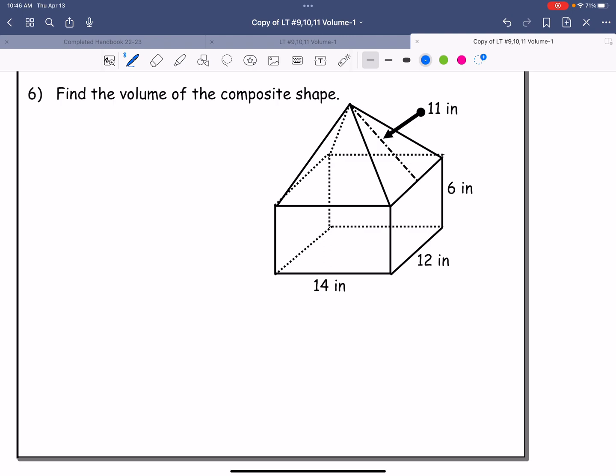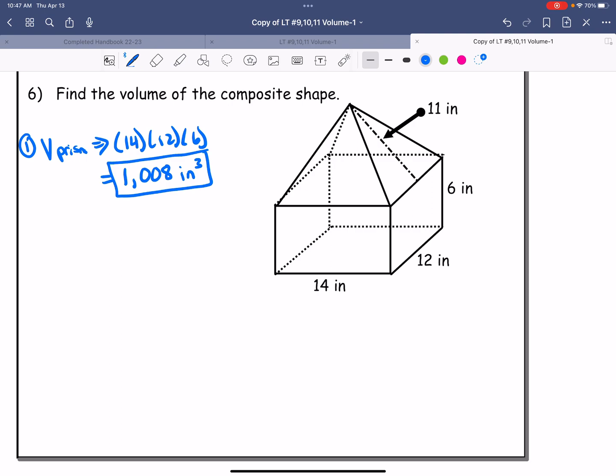Find the volume of the composite shape. Well, the first thing you need to do is decide what two shapes you've got. And you've got the rectangular pyramid here, rectangular prism at the base. So let's do the volume of the prism, which would just be length times width times height. So 14 times 12 times 6. And that gives you 1,008 inches cubed. Now I'm going to hold on to that because I need to add the volume of the pyramid.